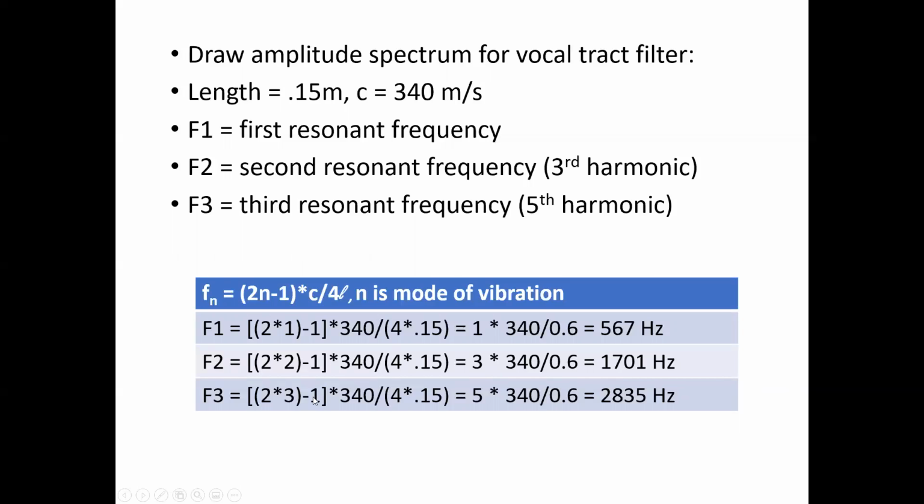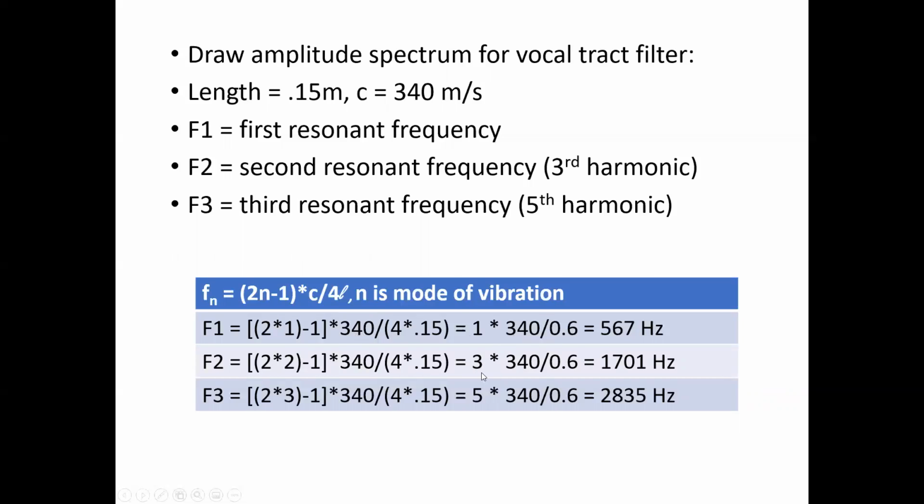So if we use this formula, the frequency of any particular mode of vibration, which is n, equals (2n minus 1), that always gives us an odd number, times c divided by 4 times the length of the tube. So we're just going to plug in some numbers here. For the first mode of vibration, we'll put in n equals 1. So 2 times 1 minus 1 is 1, times 340 divided by 4 times 0.15 meters equals 567 hertz.